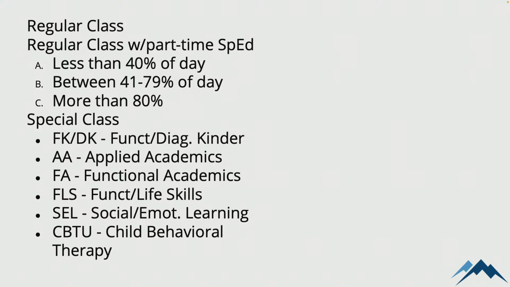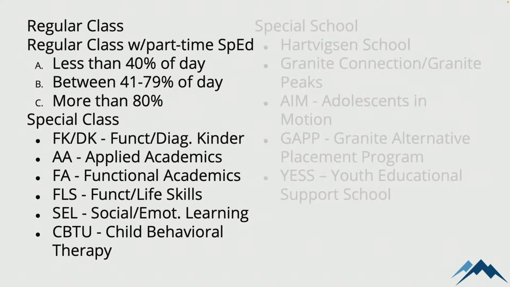Then we have our functional academics classes. Those are kiddos who are pretty severely impaired, but they still have the ability to learn some reading, some math, those kinds of things. We have functional life skills. Those would be our more severely impaired, maybe even custodial students. We have our social emotional learning classrooms. You can think of these as what we used to call behavior units. We have our child behavioral therapy unit. Those are for our emotionally disturbed students who are more severe than our typical SEL placement.